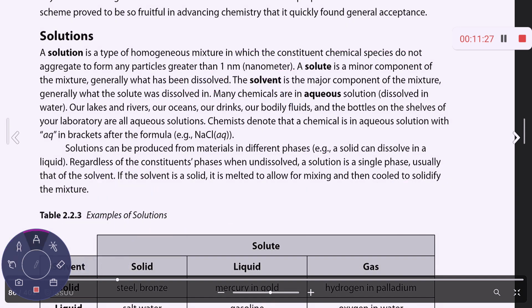Okay. Solutions are primarily made of two different things, a solute and a solvent. The solute is the lesser component or the minor component. It is generally what is being dissolved. So if we're making salt water, the salt would be your solute. The solvent is the major component in the mixture, and it generally does the dissolving. So that means water would be your solvent.